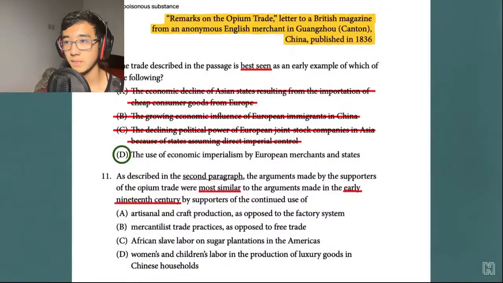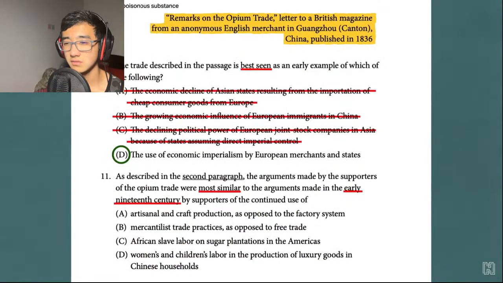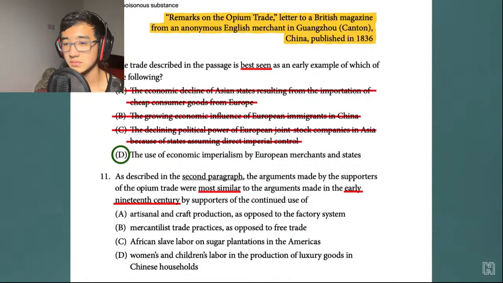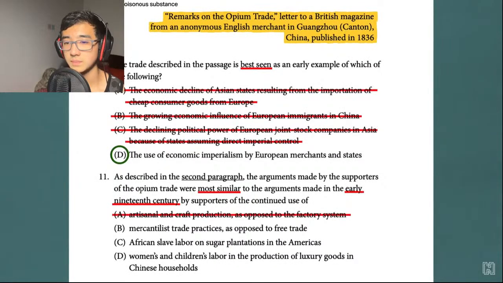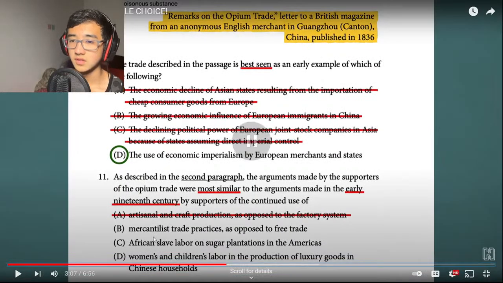Is it artisanal and craft production as opposed to the factory system? I mean, no, that's not immoral. It is productive and it is profitable, but not immoral. Is it mercantilist trade practices as opposed to free trade? Again, that's outside the time period. Well, let's try this by ourselves. Mercantilist trade practices, no, they were both okay.